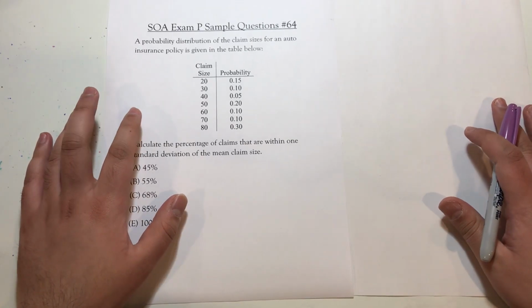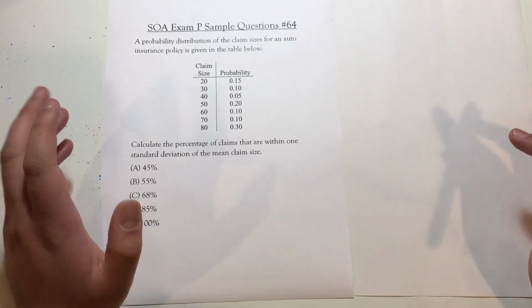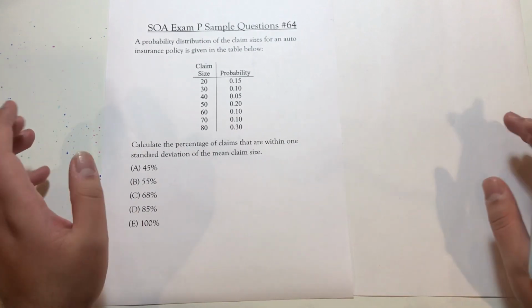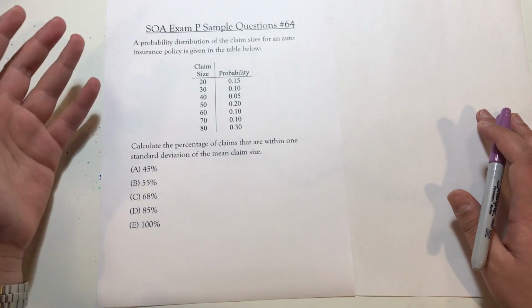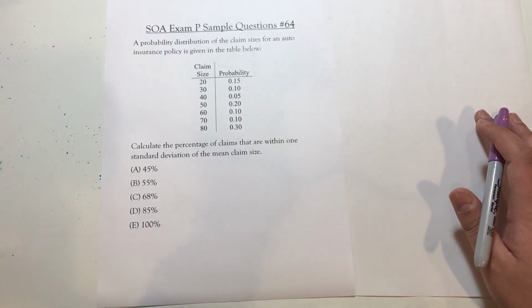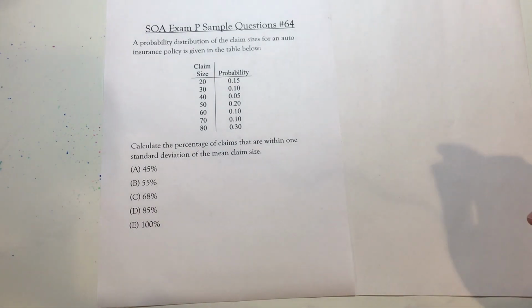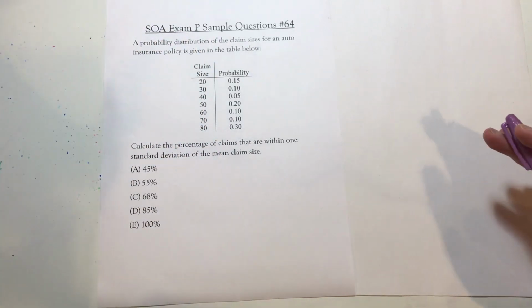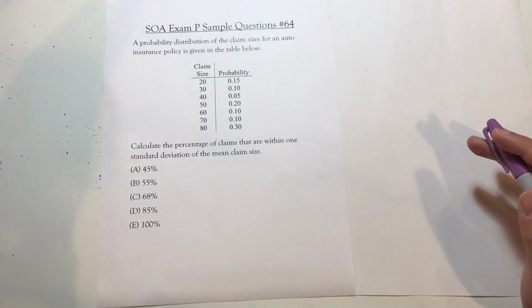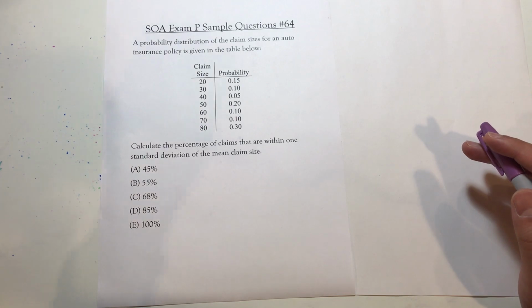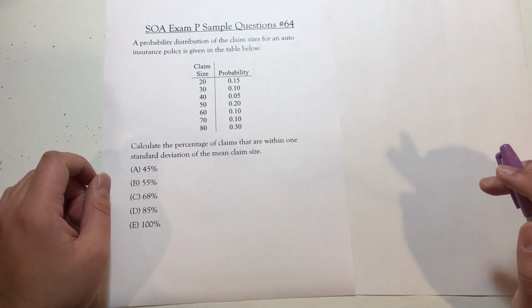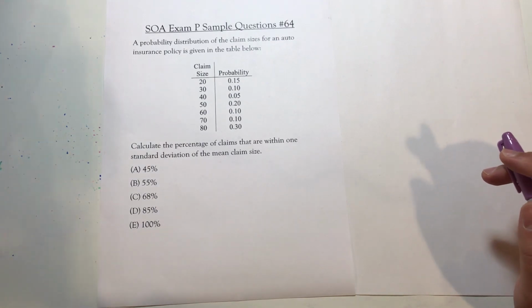Alright, so in this video, we're going to go through sample question 64 from the Society of Actuaries Exam P list of sample questions. The question reads: a probability distribution of the claim sizes for an auto insurance policy is given by the table below. We get a nice little table giving claim sizes as well as the probability of that claim size. So this is clearly a discrete distribution. We need to calculate the percentage of claims that are within one standard deviation of the mean claim size.